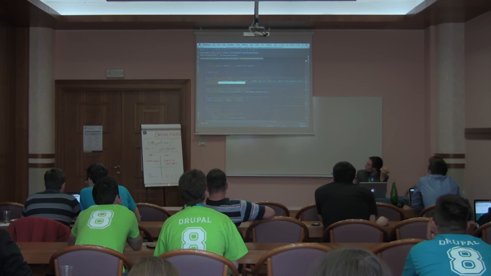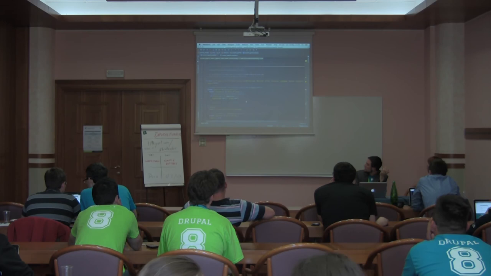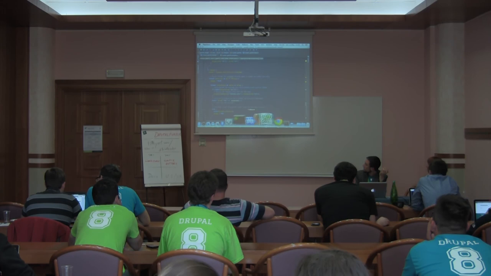I have also overridden where the links of terms point, so that instead of the taxonomy listing pages, they point at these custom listing pages. And basically that's all the custom things that I had to do.